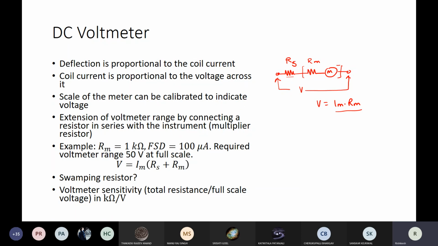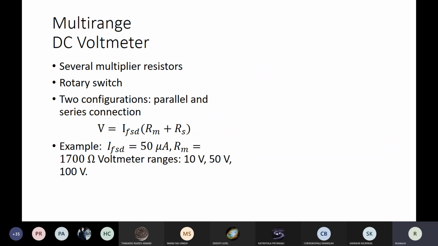We took an example and saw how one can utilize this equation to evaluate the required value of series resistance based on the given voltmeter range. We also discussed voltmeter sensitivity, which is the total resistance divided by the full scale voltage. Similar to the ammeter, one can utilize a number of series resistances connected in parallel with each other to give the user flexibility to choose the range.